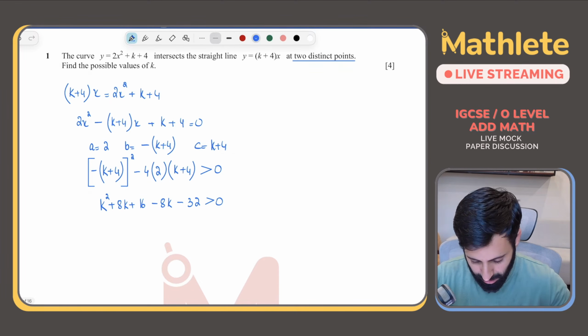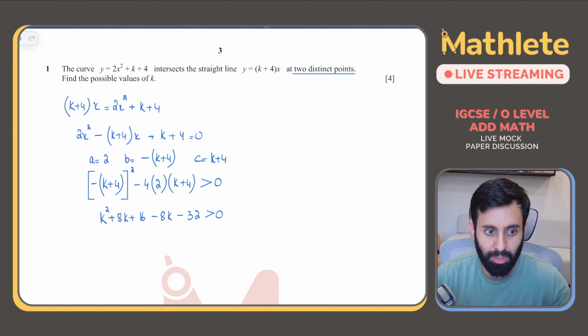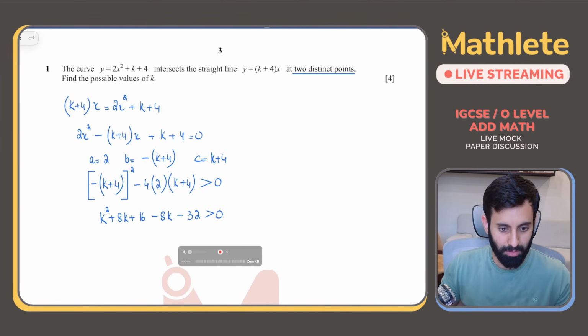Theek hai, let's just double check. Remember the 3 to 1 rule, 3 lines of working, pause for 2 seconds, review your work once, theek hai.